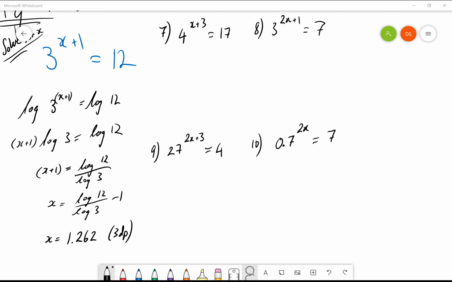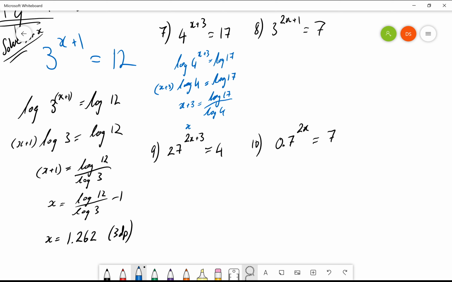Yep, okay, here goes. So, I'm going to try do this. I am going to log both sides. I'm going to move the x plus 3 to the front, but I'm going to put it in brackets. It's really important to do this. And then I'm going to divide by log 4. And then I'm going to subtract 3 and then hope that this gives me the answer I want.